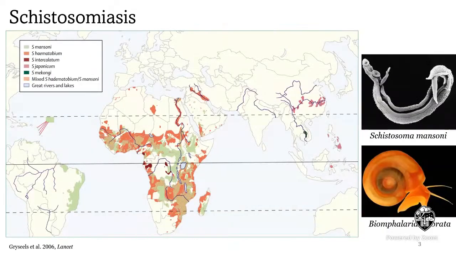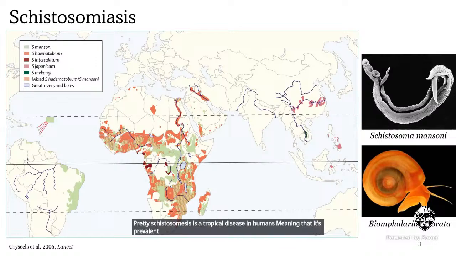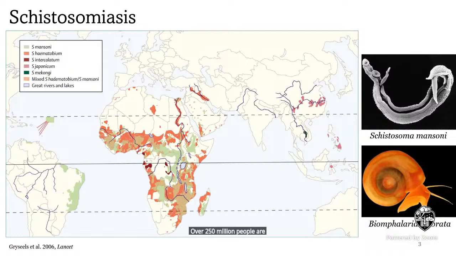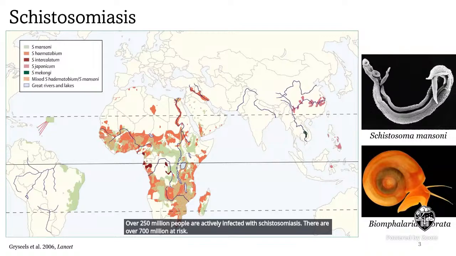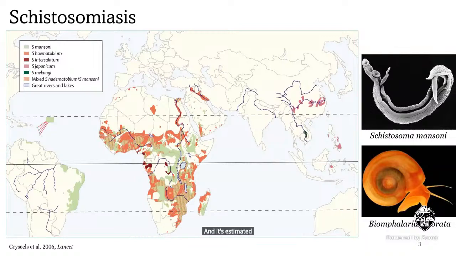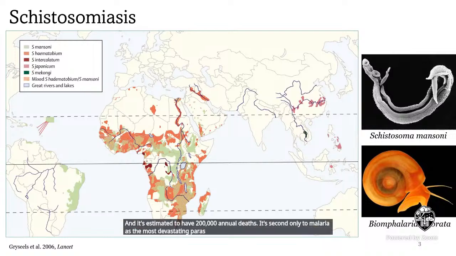Schistosomiasis is a tropical disease in humans, meaning that it's prevalent in impoverished communities in tropical regions around the world. Over 250 million people are actively infected with schistosomiasis, and there are over 700 million at risk, and it's estimated to have 200,000 annual deaths. It's second only to malaria as the most devastating parasitic disorder.